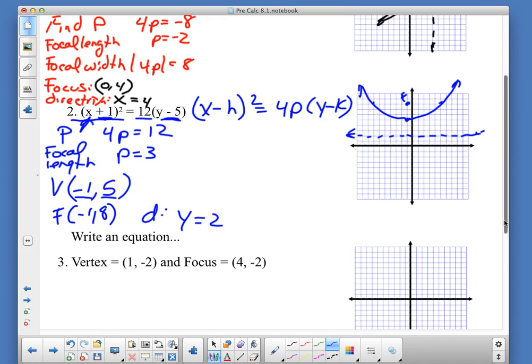Okay, so are you okay with me finding p? That's a directed measurement from my vertex, which means if it's positive, it's going to go either to the right of my vertex or up from my vertex. If it were negative, it would go to the left from my vertex or down from my vertex. Does that make sense? So the axis itself of the parabola is created based on the formula I have.